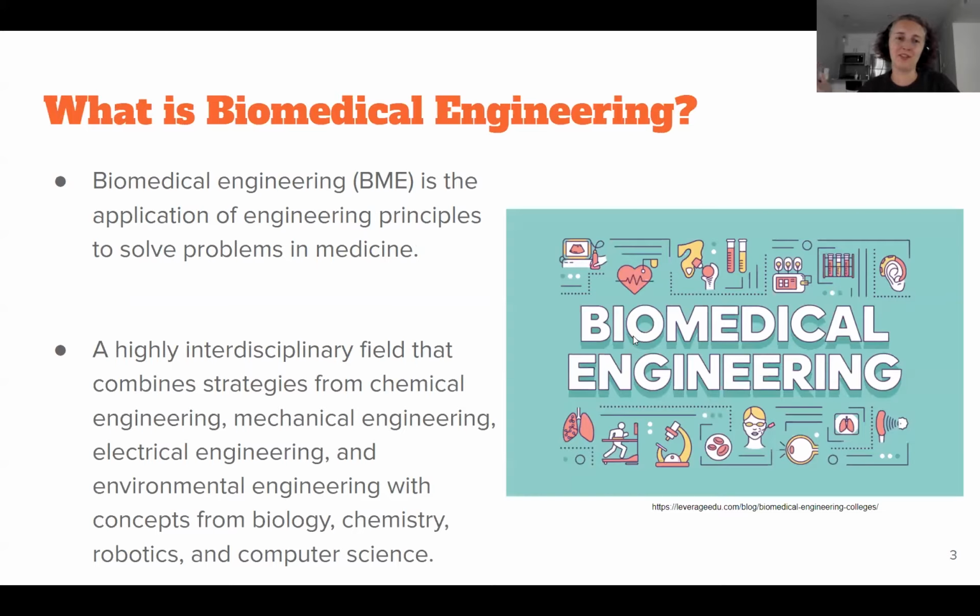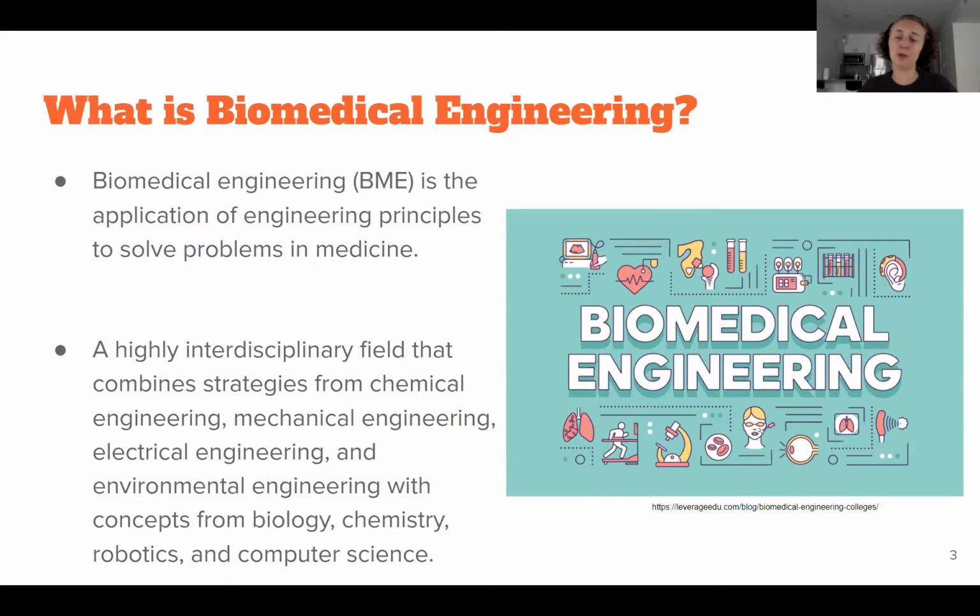So the burning question, what is biomedical engineering? Basically the short answer to that is that biomedical engineering is the application of engineering principles in order to solve problems in medicine. But it's really a lot more than that. It's a very highly interdisciplinary field. We combine strategies from other engineering disciplines like chemical, mechanical, electrical, environmental, and computer engineering with concepts from fields outside of engineering, such as biology, chemistry, robotics, computer science, medicine, physical therapy, etc.